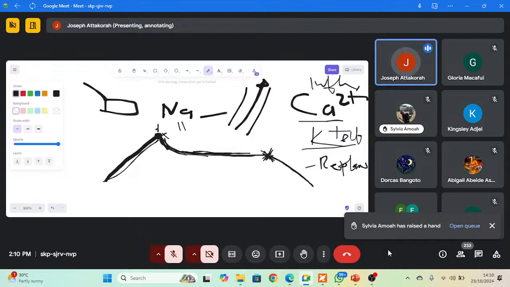As you move, it will be decreasing. Then the potassium started with that small amount. As you move on, potassium will also be increasing. Once calcium is decreasing, potassium will be what? Increasing.